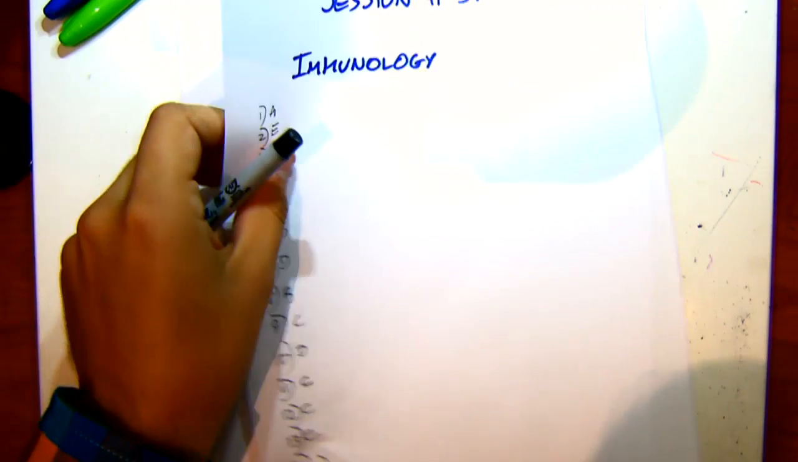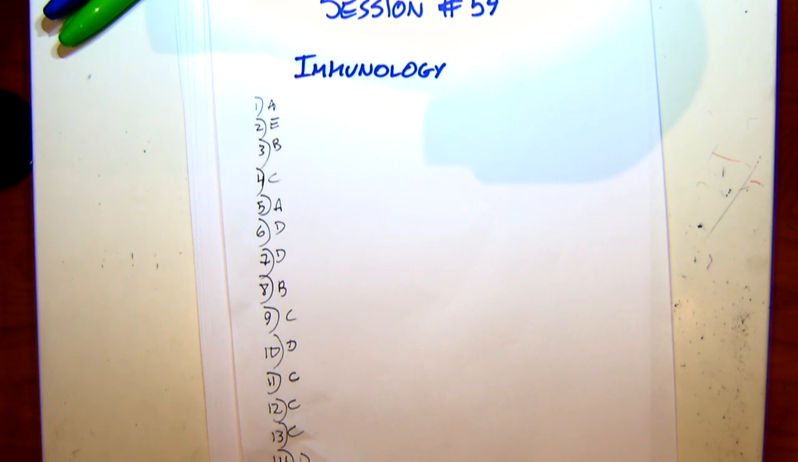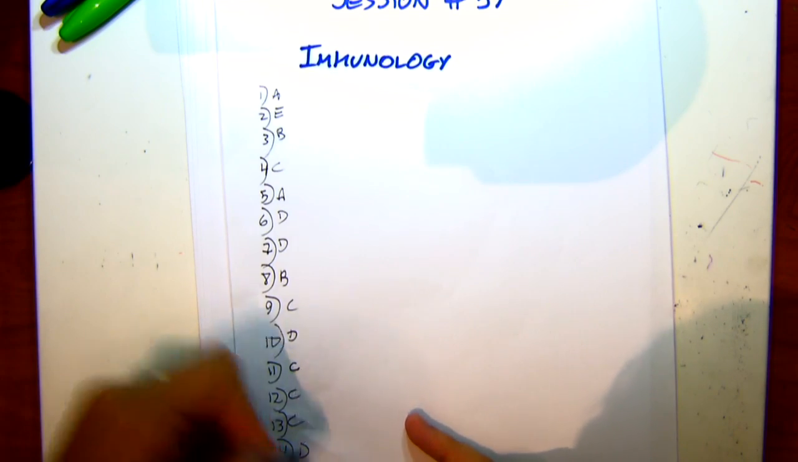Oh, were there any questions there? No? Or was it just my bad handwriting? Okay, cool. So then 15 is going to be E. And 16.